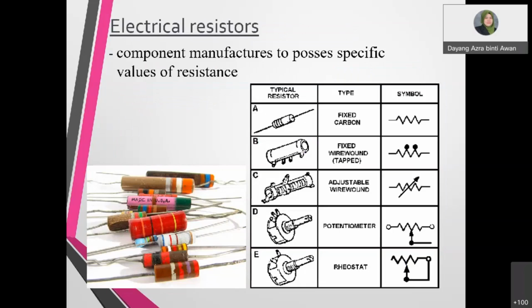So these are different types of electrical resistors. Normally we use this one, the fixed carbon resistor. The colors represent the value of the resistor and also the tolerance, which is the accuracy of that resistor. We also have the potentiometer, and sometimes we use the rheostat. So these are all the types of electrical resistor.